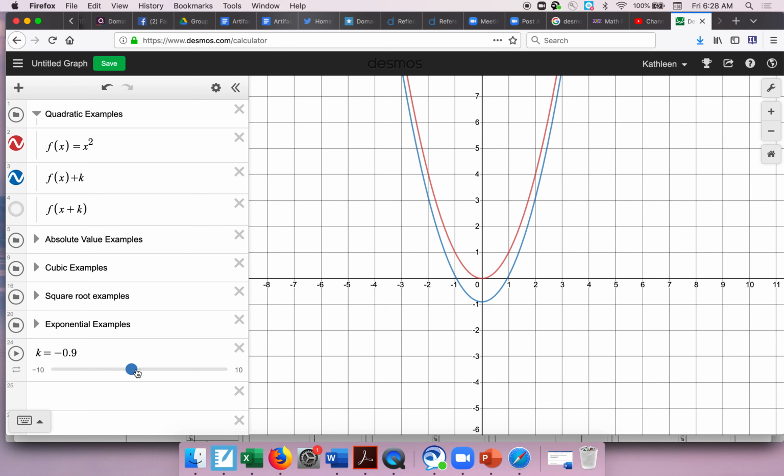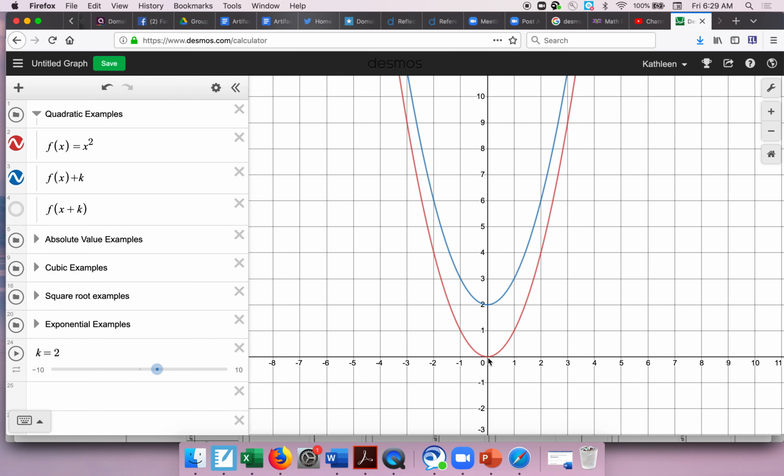So let's say I want to move it up 2. Every point moved up 2. This point's pretty easy to see it moved up 2, but look, this point was at 1, and now it's at 3. The point that was at 4 is now at 6, right? On the red graph, this was at 4. On the blue graph, it's at 6. Same x value, but the y value went up the same amount. All right, there's a quadratic.